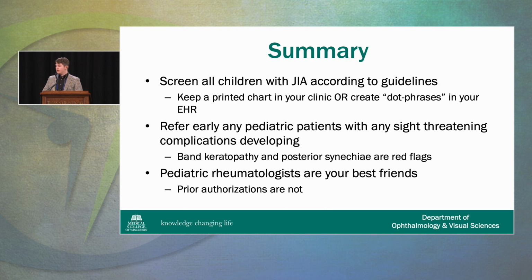So in summary, what I want you all to remember as we're thinking about taking care of kids with uveitis is screen all kids with JIA according to the guidelines. Print them out. If you're seeing kids, put this chart in your office. You really need to follow it. You can make a dot phrase if you use a system like Epic that has all of the screening guidelines in it, then you don't have to look at the chart and you just delete everything that's not related to your patient. That's how we do it in my clinic.